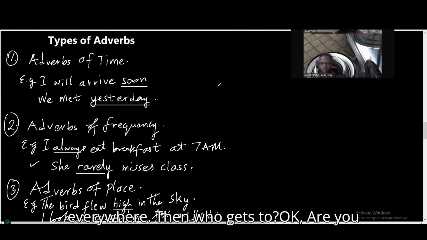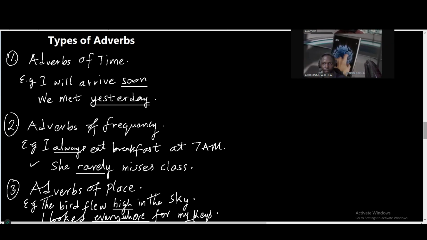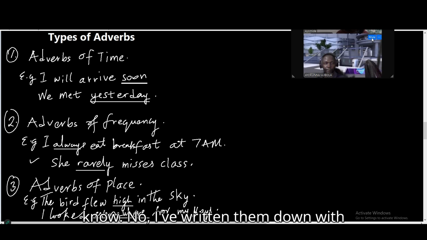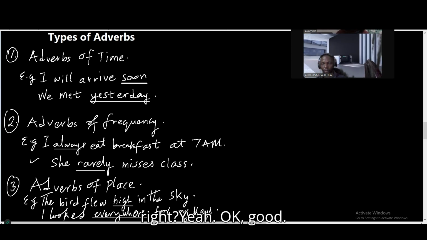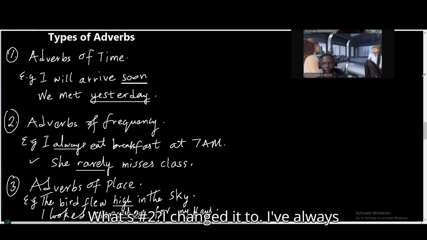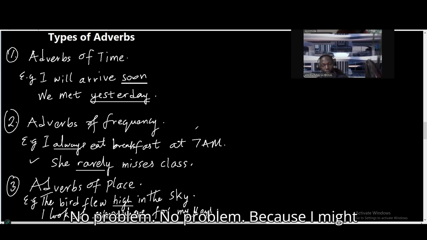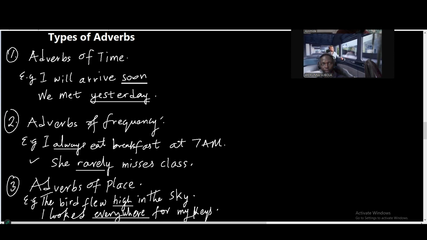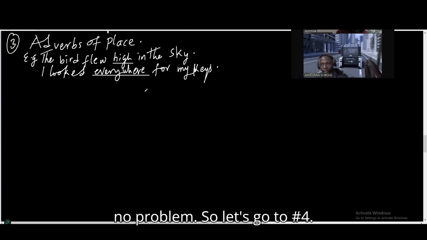Okay, are you through with the writing of all this? No. Okay, when you're through, you let me know. No, I've written them down with you. Okay, you've written these ones down, right? Yeah. Okay, good. But number two, I changed it to I always eat dinner at 7 p.m. No problem, because I might request for your note. Have you written them down? Yeah. Okay, no problem. So let's go to number four.